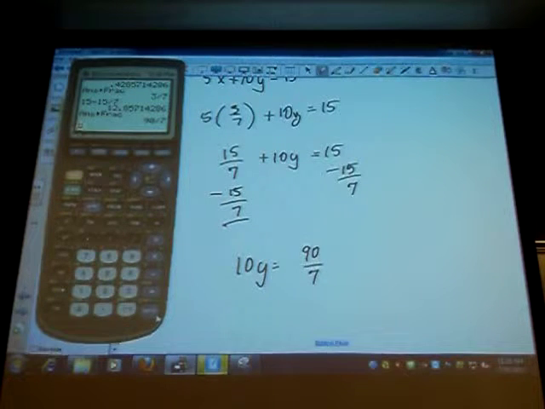Kind of a top-heavy fraction there. Yep. And then it's going to be 9 over 7. Divide that by 10. You're just really dividing the 90 by 10, and then you get 9 over 7. Do that in the calculator. Just use your answer. Divide your answer by 10. Change that back to a fraction. You get 9 over 7. Oh, that looks better.